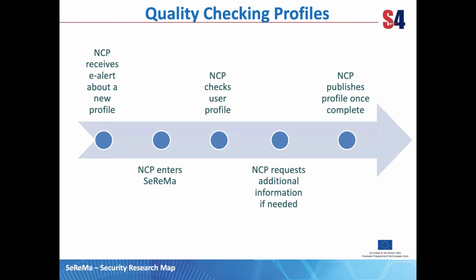The process of quality checking profiles starts the minute you enter in your profile. The NCP from your country then receives an email alert about a new profile from their country. They then enter the database and check the user profile. If any information is missing from your profile, or the NCP feels that some sections need more information, they will reach out to you by email and ask you to fill this in. After you have completed your profile, the NCP will publish your profile and you will then appear on the Sarema database as well as in the search function.